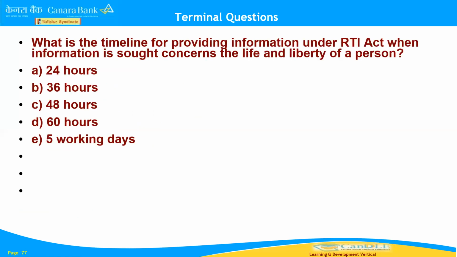What is the timeline for providing information under the RTI Act when information is sought concerning life and liberty? Life and liberty. Sir, I am a cancer patient, I am in hospital, sir, I need it urgently. How much time will your bank take? 48 hours. Actually, here I have to put the remaining days also, 30 days and all. Then only you will get confused.